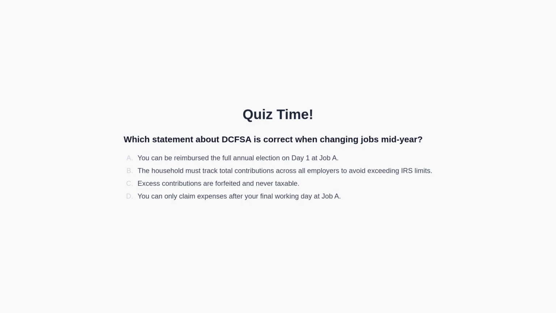Which statement about DCFSA is correct when changing jobs mid-year? Option A. You can be reimbursed the full annual election on day 1 at Job A. Option B. The household must track total contributions across all employers to avoid exceeding IRS limits. Option C. Excess contributions are forfeited and never taxable. Option D. You can only claim expenses after your final working day at Job A. You may pause the video now to think about the answer. We will discuss the answer in the next section of the video.